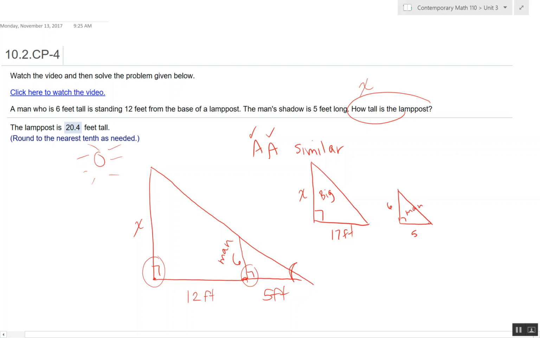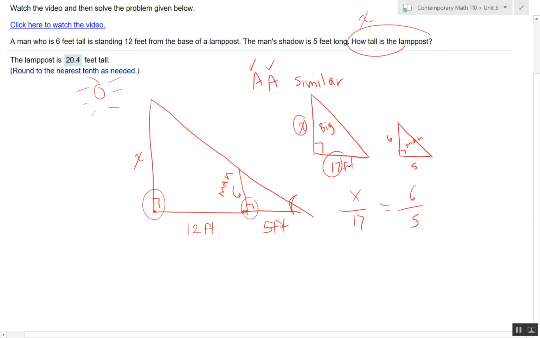So to set up my similarity, I can do a proportion. I can do X over 17, big vertical over big horizontal, is equivalent to 6 over 5. So from the small triangle, do your vertical over the horizontal. Cross multiply. 5 times X is 5X. On the other side, we're going to multiply 6 times 17. And that product is 102.